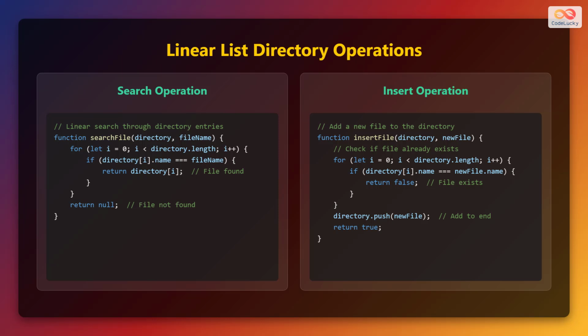Let's explore the operations of a linear list directory implementation, focusing on search and insert operations. The first code snippet shows how to search for a file by iterating through the directory entries and comparing file names. If the file is found, its details are returned. Otherwise, it returns null, indicating the file isn't found. The second code shows how to insert a new file. First, it checks if the file already exists to avoid duplicates. If the file is unique, it's added to the end of the directory. The function returns true if the insertion is successful, and false if the file already exists.